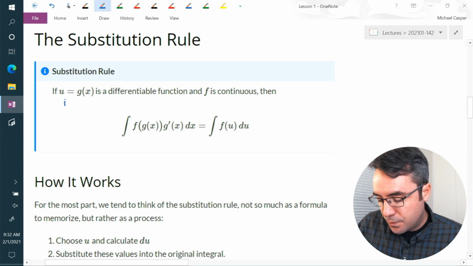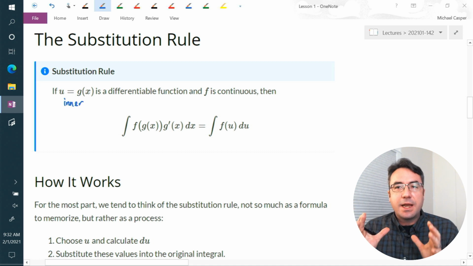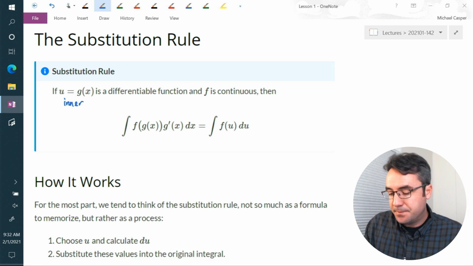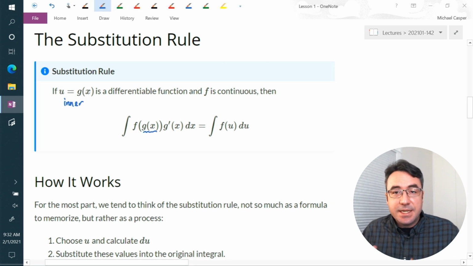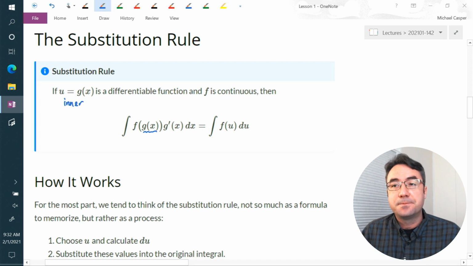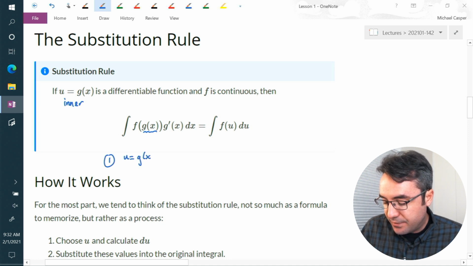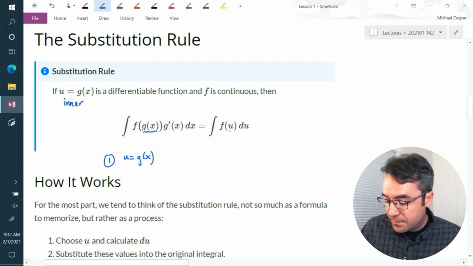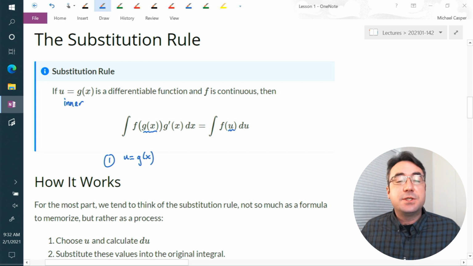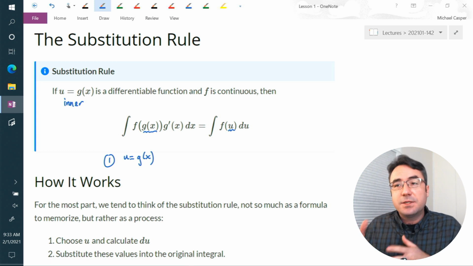So when we say u is equal to g of x, we're looking at our function and identifying what the inner function is. And that's what we're seeing right here. g of x is inside that function f. So in step 1 of our process, we're going to let u equal g of x. We're going to let u equal our inner function, so that when we replace it, we substitute in that value for u. So instead of talking about f of g of x, we're going to be talking about f of u.